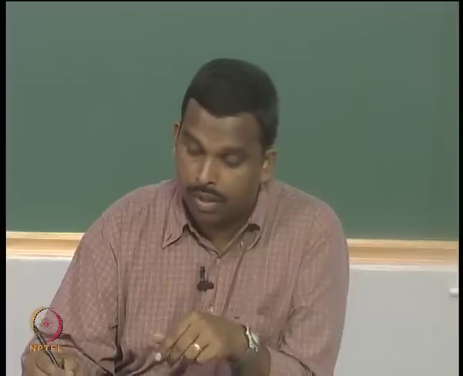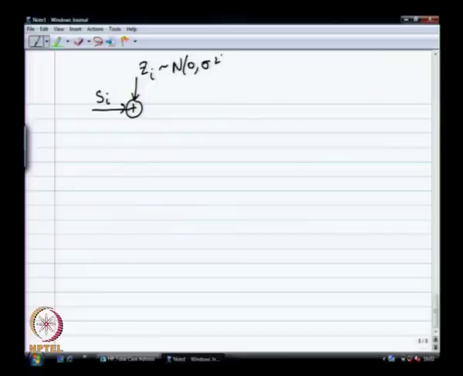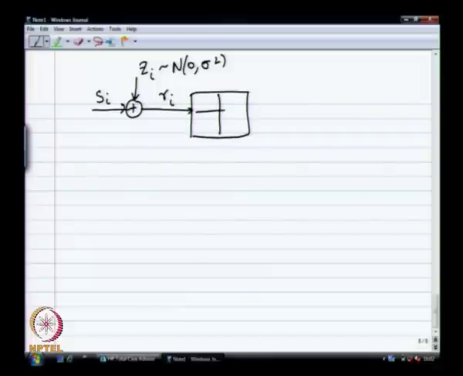So let me write that down also. If you have Si and Zi, normal 0 sigma square, getting added to it, you get Ri, you slice. The picture for a slicer is this. Normally the things are not marked, so basically it is plus 1 and minus 1. So this is the slicer.